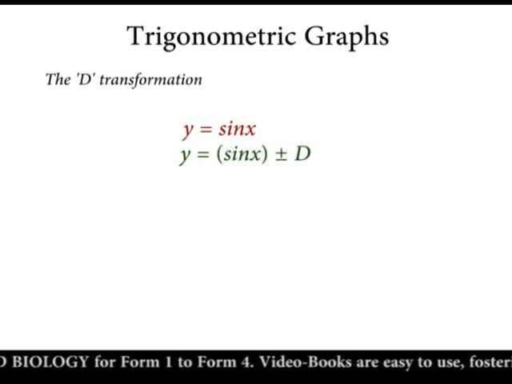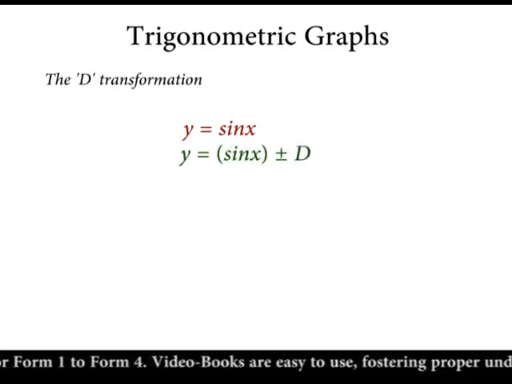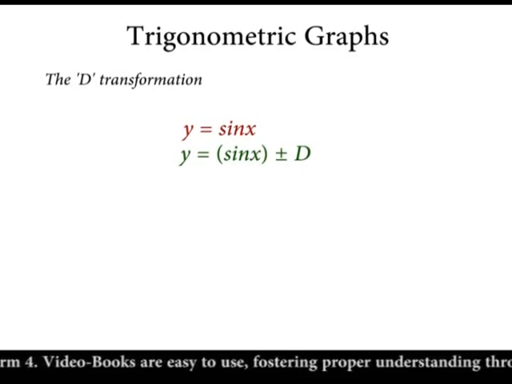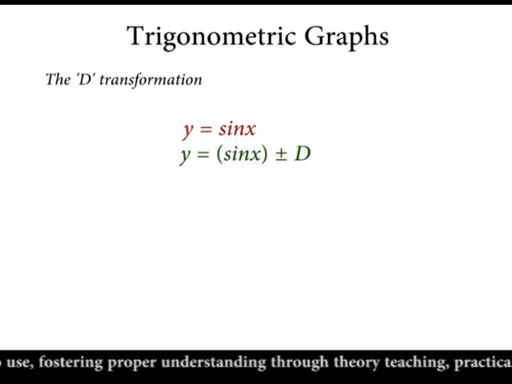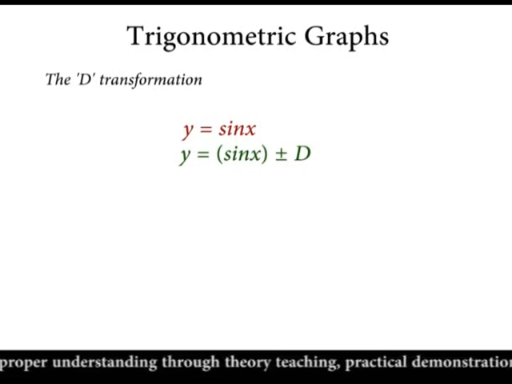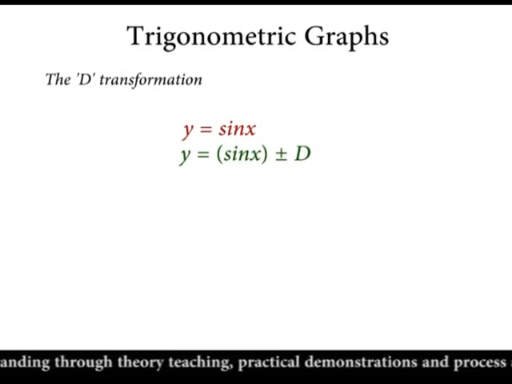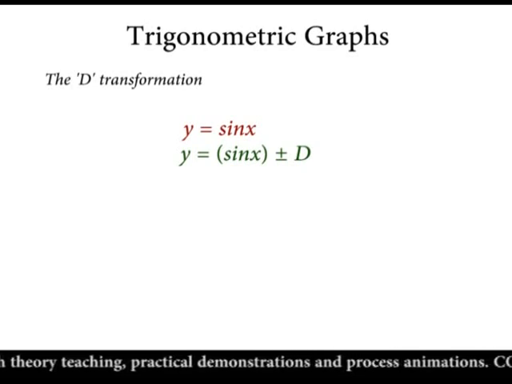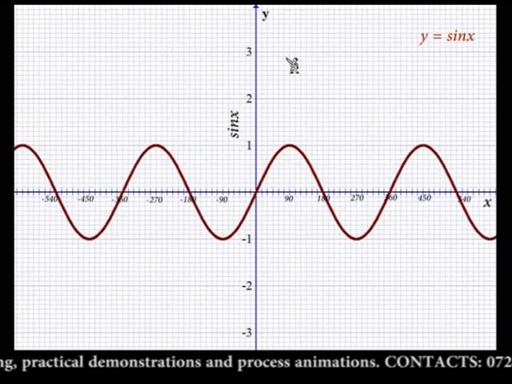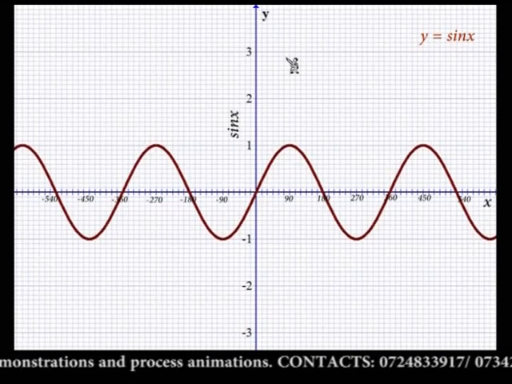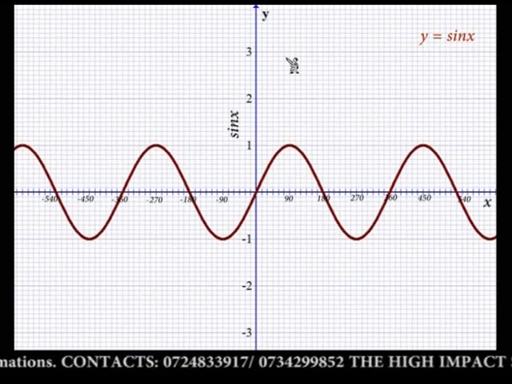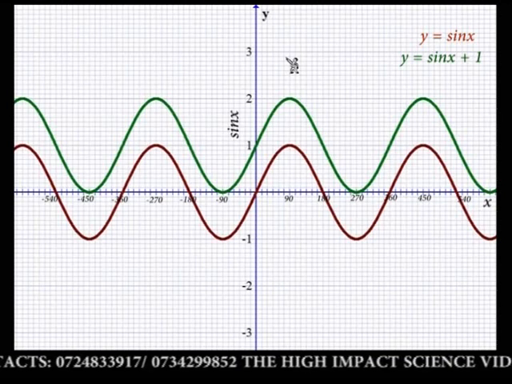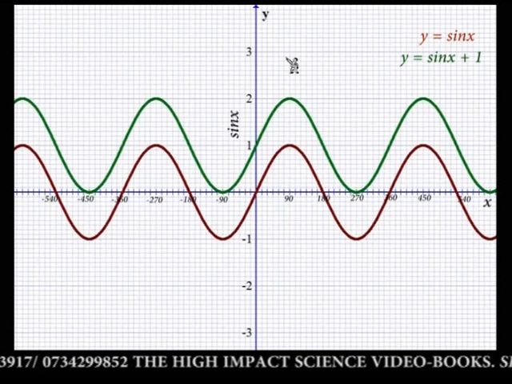Now, the next transformation is called a D transformation, like y is equal to sine x plus d, where a constant d is added or subtracted at the end of the function. Let's see the effects of the D transformation. This is our base function, y is equal to sine x. The graph of y is equal to sine x plus 1 will see the entire graph shifted upwards by 1 unit.